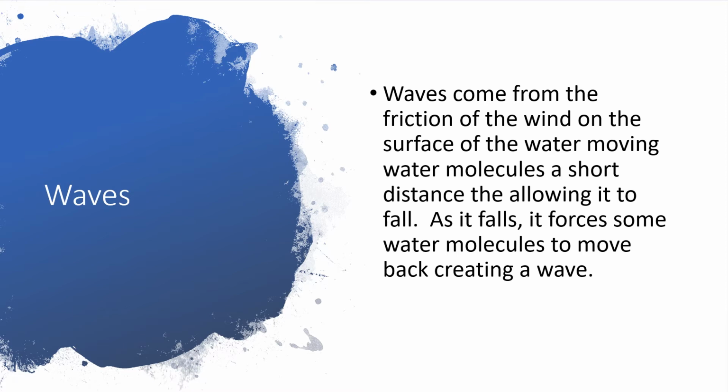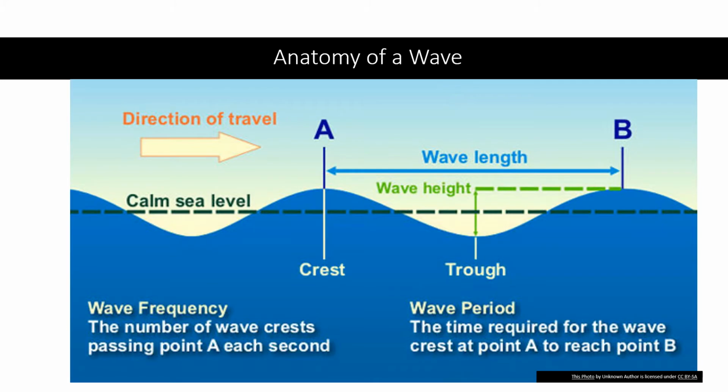and that's what starts creating waves. So before we get too far into how waves are created, let's talk about the anatomy of a wave. What are the parts of a wave, or what does a wave actually look like? And so in this diagram, we have listed out several parts. The very top of a wave is called the crest. If you look right there at the top of A and B, that would be the crest.